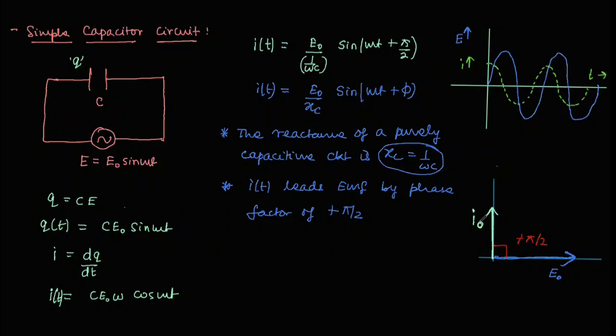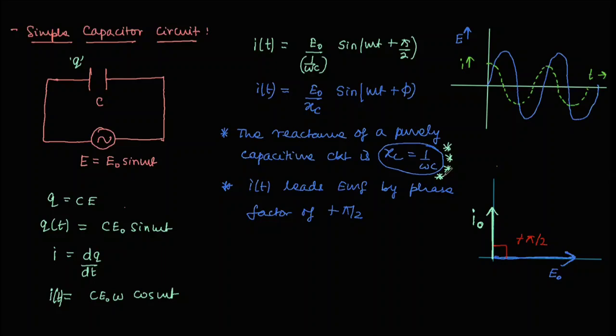So in phasor analysis, we are drawing it in this way, and it is to be noted that the reactance of a simple capacitive circuit is equal to 1 by omega c. The value of 1 by omega c will be measured in ohm. So the reactance of the purely capacitive circuit is equal to 1 by omega c, and the current is leading EMF by a phase factor of plus pi by 2.